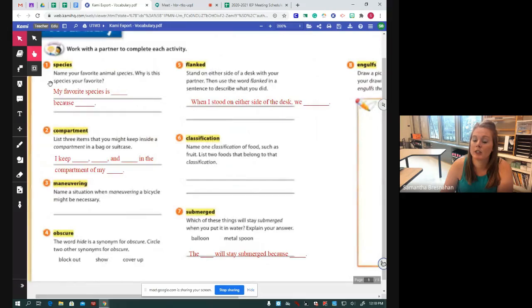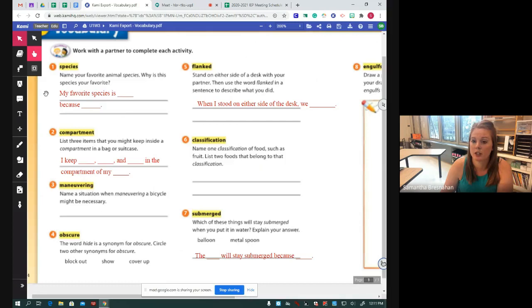So I will do an example with you before you get started. Number 1 is our vocabulary term, species. So it says, name your favorite animal species and why is this species your favorite? So I would say my favorite species is a tiger, because I like how strong tigers are. Okay, that would be my example to give to you. And I am going to end my screen sharing.